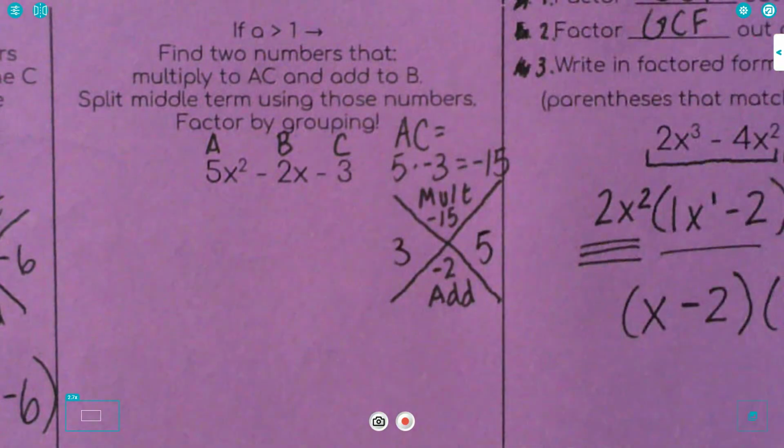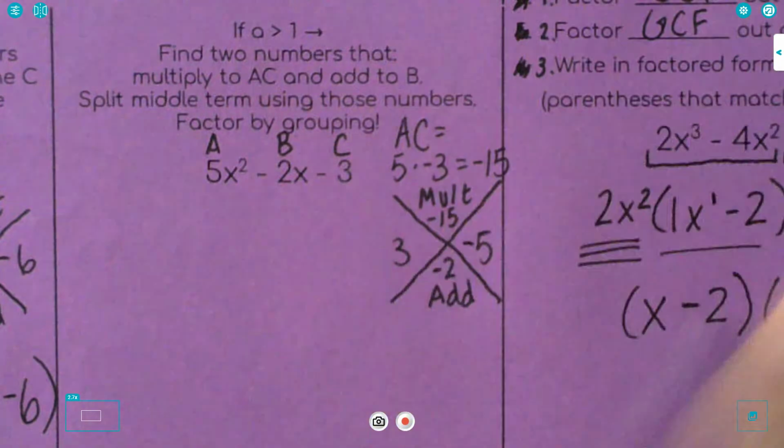We need one to be negative to multiply to be negative. Do we want the smaller one or the bigger one to be negative? What are we trying to add to? A negative. So if you're trying to add to a negative, you want your bigger one to be negative. So we'll make the 5 negative.